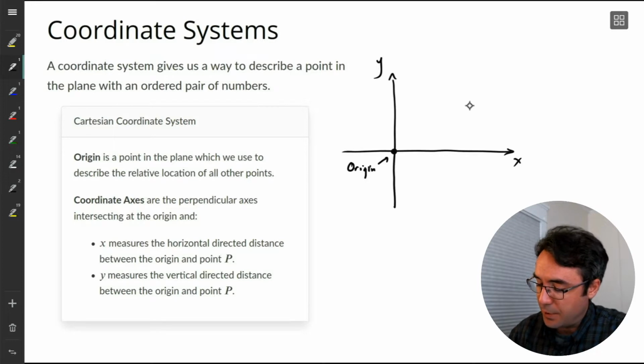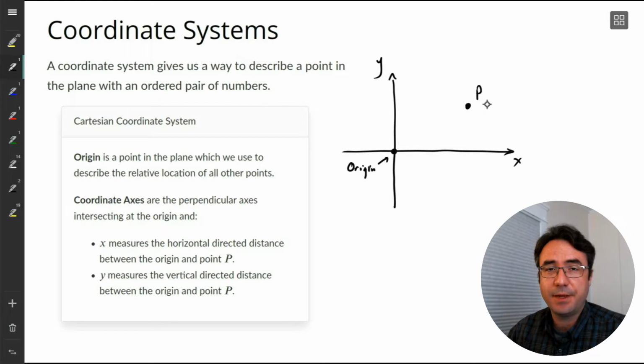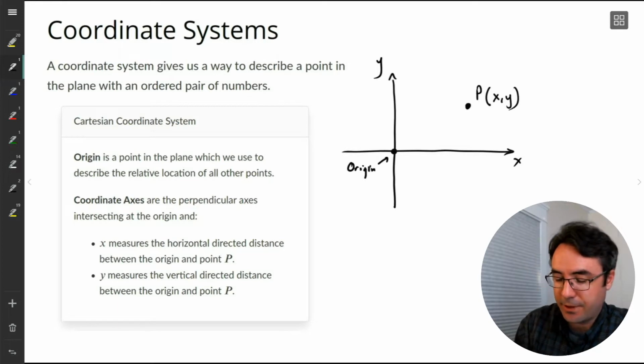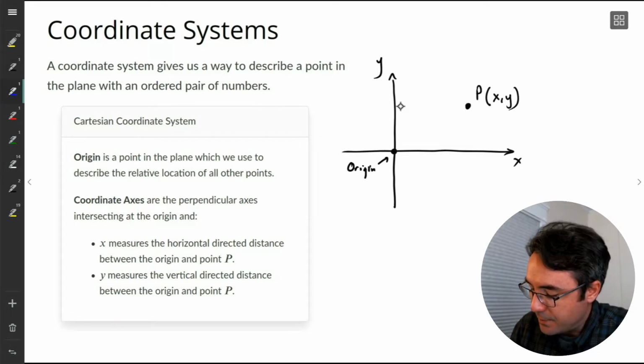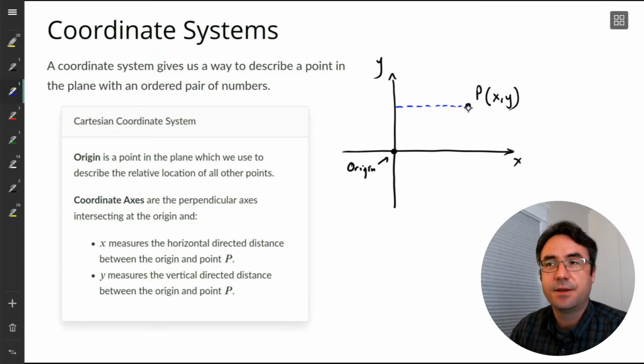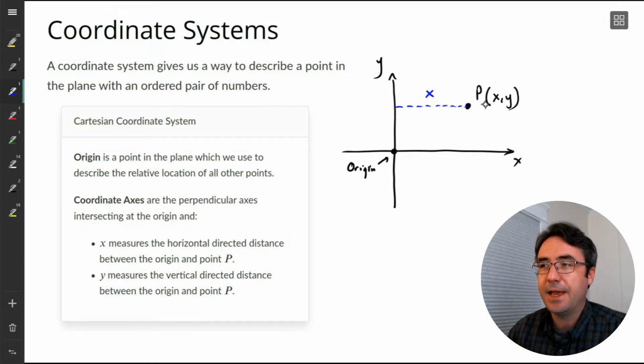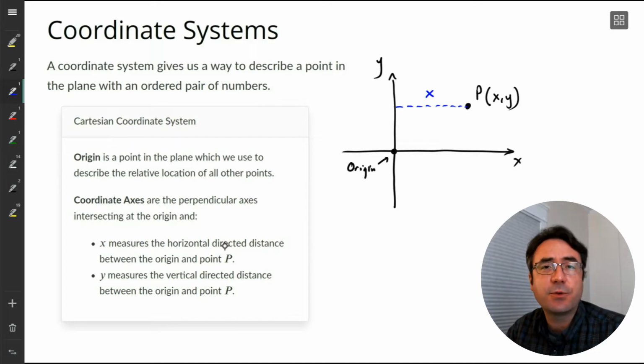Now, if we were to select a point at random, point P here, normally the way we describe point P is with two coordinates, so an ordered pair of numbers, and normally the x coordinate comes first, the y coordinate comes second. And so what the x value here really represents is the horizontal directed distance this point is away from the origin. So it's the horizontal distance. And it's a directed distance because there's some direction going on here.